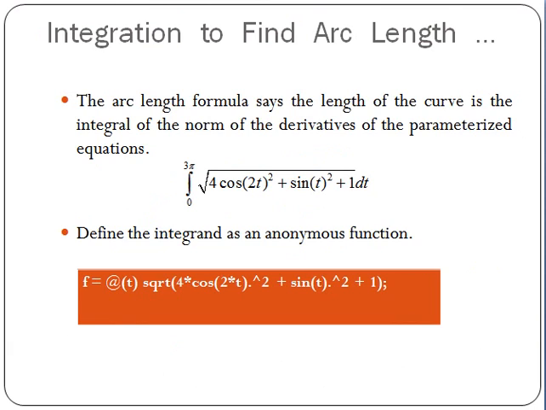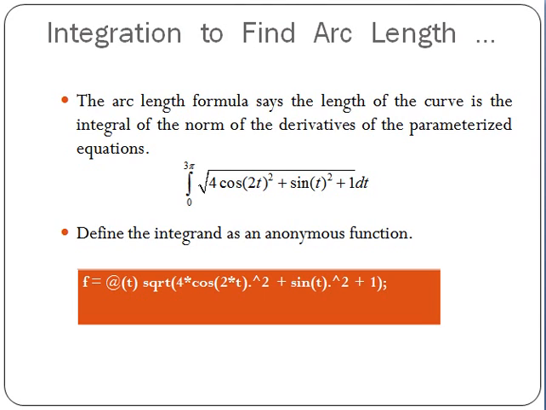Now for finding the arc length, you have to first differentiate x of t, y of t and z of t, then square it and add it. That we have done here. This is the square of the differentiation of x of t, square of differentiation of y of t and square of differentiation of z of t. We have added it and taken it under a square root, and then we will integrate it from 0 to 3 pi.